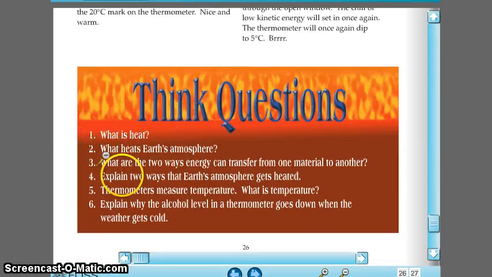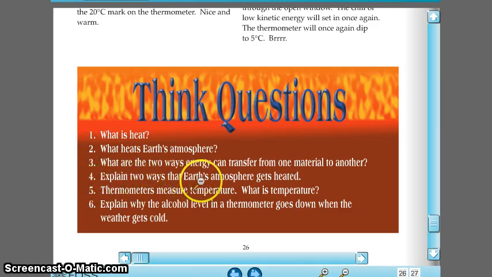What is heat, as a review? Okay. What heats Earth's atmosphere? That's a very, very good question. I really like that question, and I would definitely expect you to know that question for the test. Okay. What are two ways energy can transfer from one material to another? Again, talking about the different types of radiation and conduction.